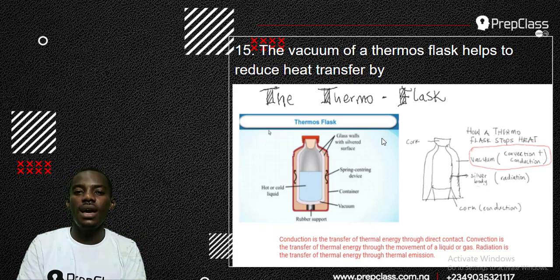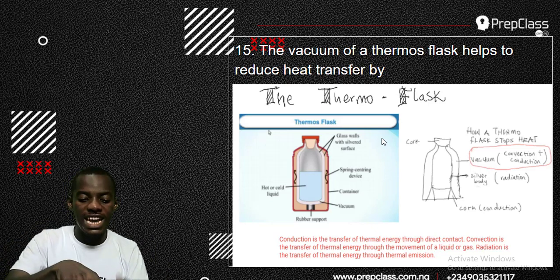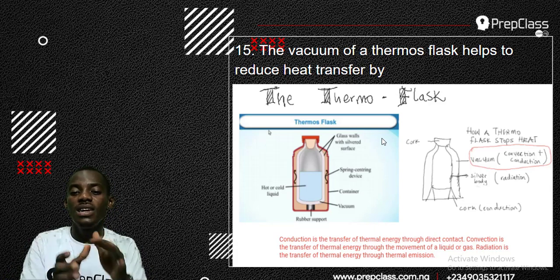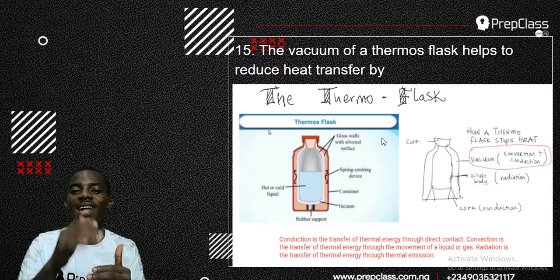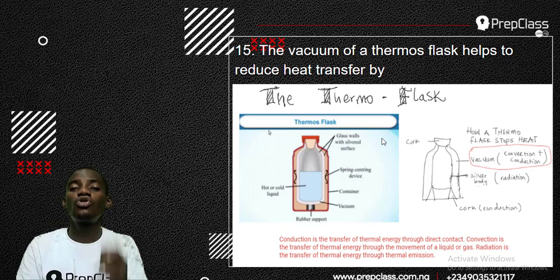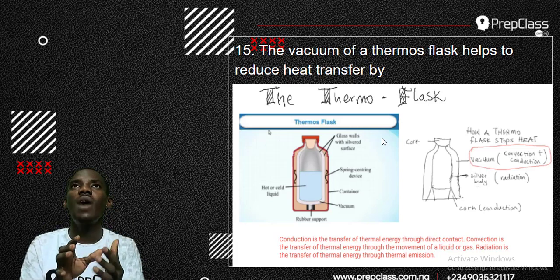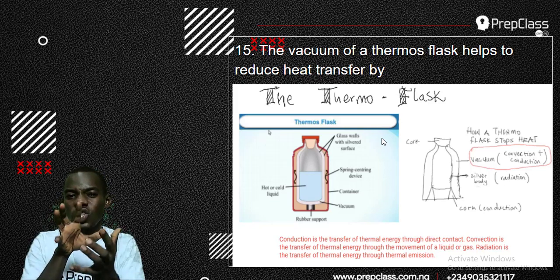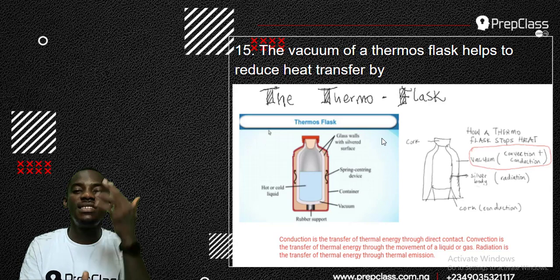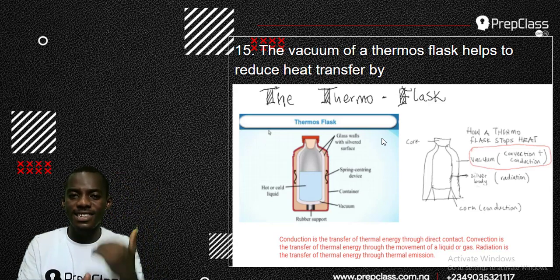Like if you put your hand on a hot pot, the heat in the pot will transfer to your hand through conduction. So conduction has to do with bodies that are solid, while convection has to do with heat transfer by the movement of liquid or gas. While radiation is the transfer of heat energy through thermal emission, or when something radiates or shines. Like the sun comes to the earth by radiation, right?